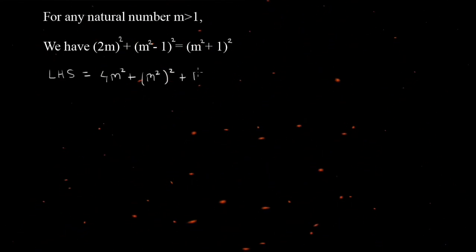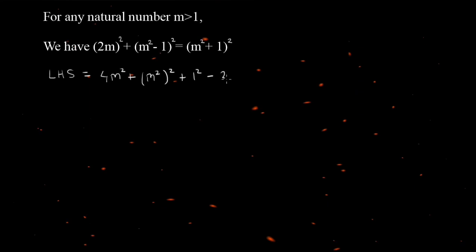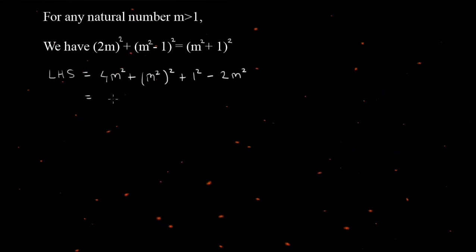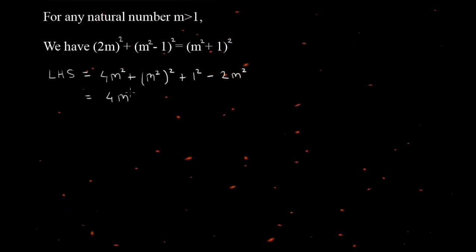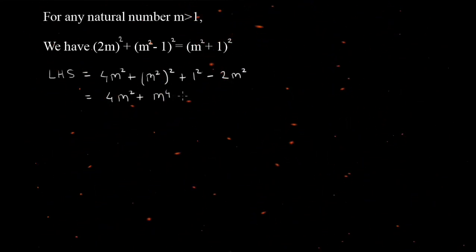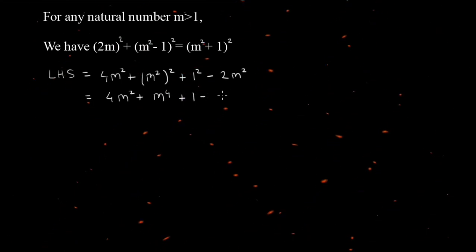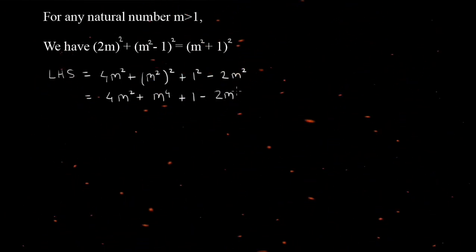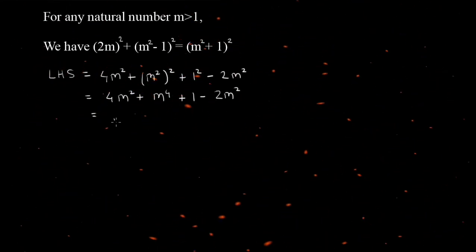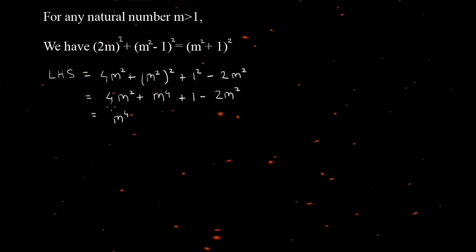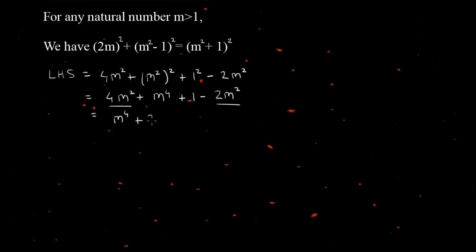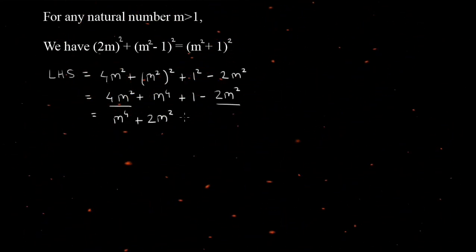Then plus b square, that is 1 square, minus 2ab, 2 times m square, that is a, times 1, that will give the same answer. Now solving further, 4m square plus m to the power 4, plus 1 minus 2m square. Clear? Now check the variables. 4m square and minus 2m square have the same variable, so we will reduce it. First of all let us write m to the power 4, and then 4 minus 2 is plus 2, variable will be same, m square, plus 1.